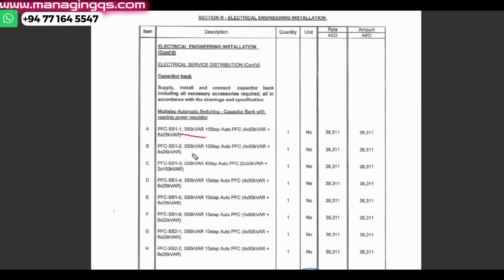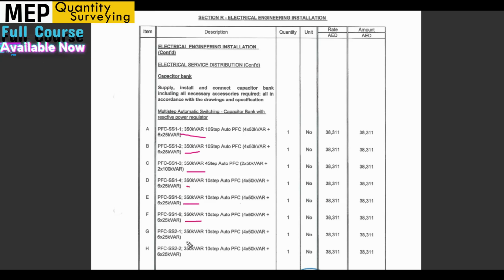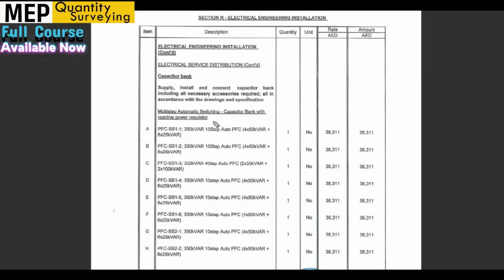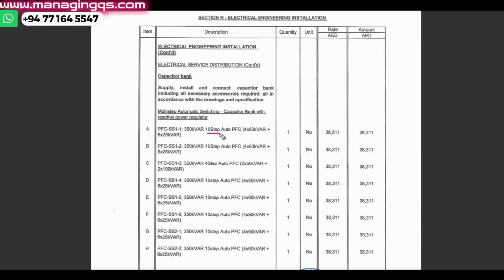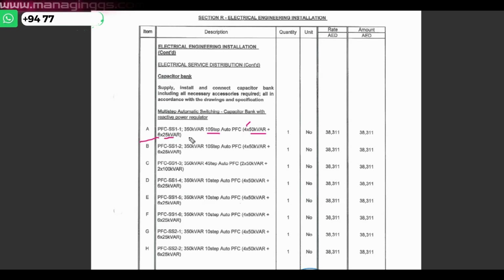You can see there are 8 capacitor banks involved in this project. All the capacitor banks have the same power, so we use the same rate for this whole item. Multi-step automatic switching means, as you can see here, 10 steps. The 10 steps are 4 capacitors of 50 kVAR and 6 capacitors of 25 kVAR, so the total power is 350.